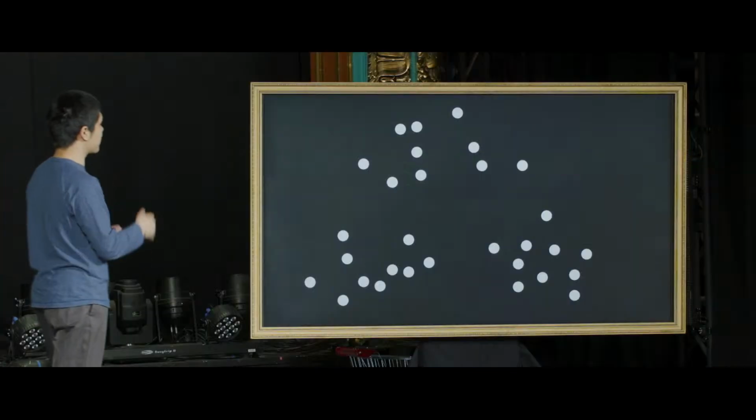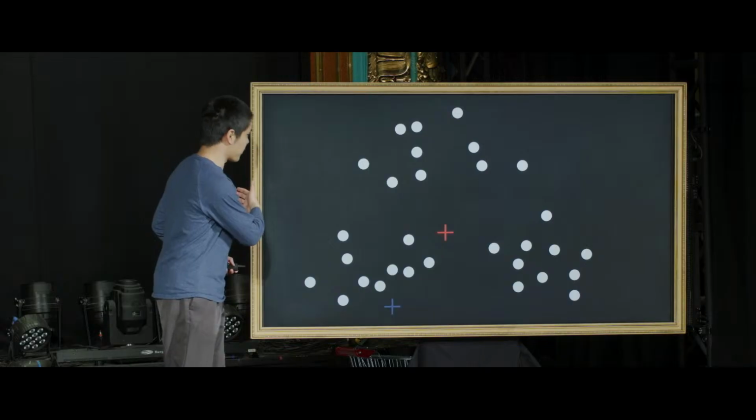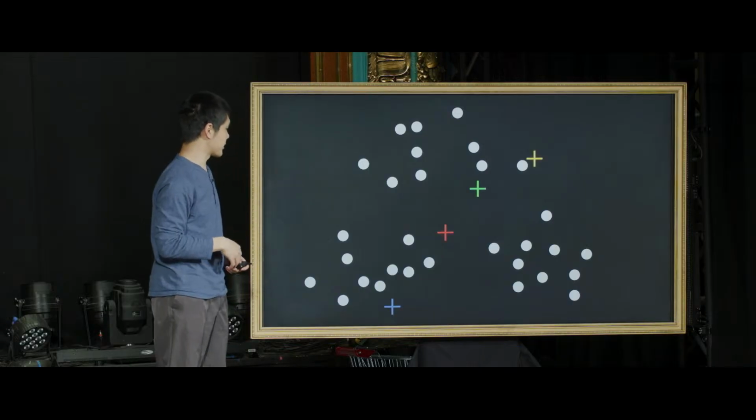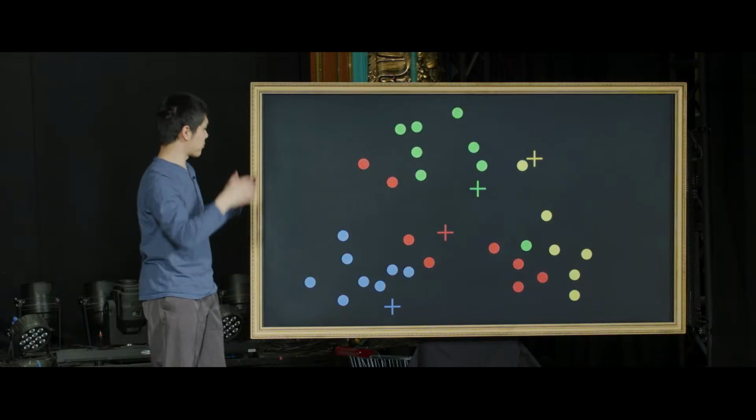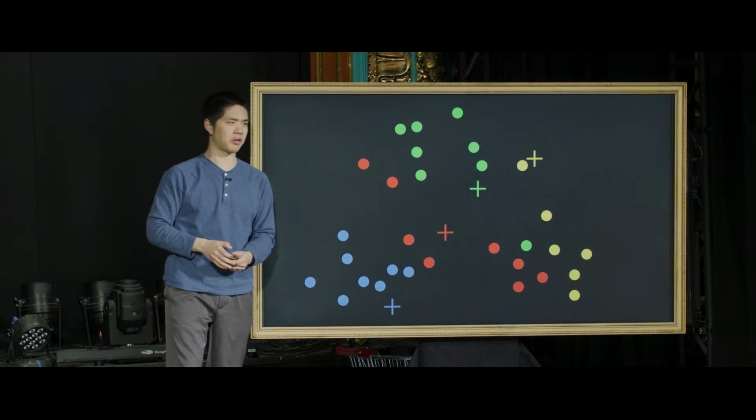And so say, for example, I chose to pick 4 cluster centroids instead of 3. Now I'd start with randomly choosing 4 different locations. I would assign each of the points to whichever of the 4, red, blue, green, or yellow, they happen to be closest to.